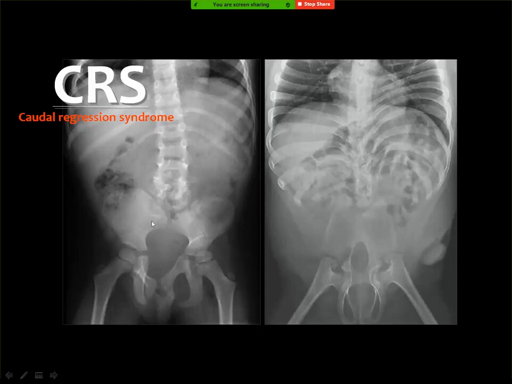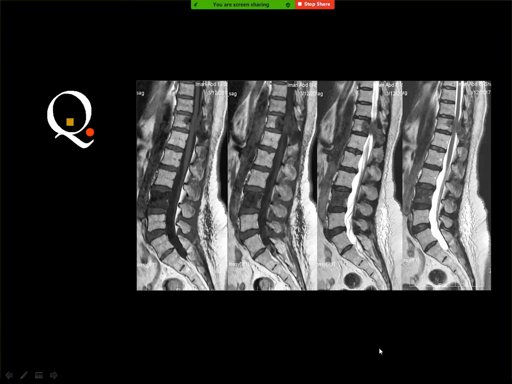You see the approximation of the iliac bones, and here you see fusion of the iliac bones, and only L1 vertebra is present. And what do you think of this case? Spondylodiscitis? At what level? Metastasis, I think. Metastasis, with bone involvement.